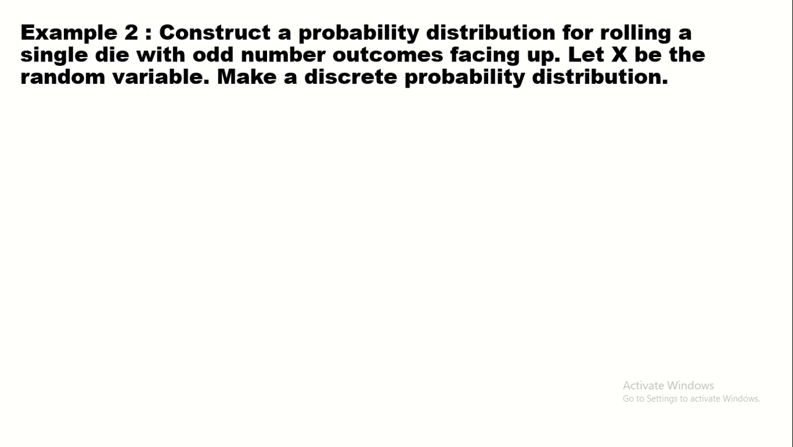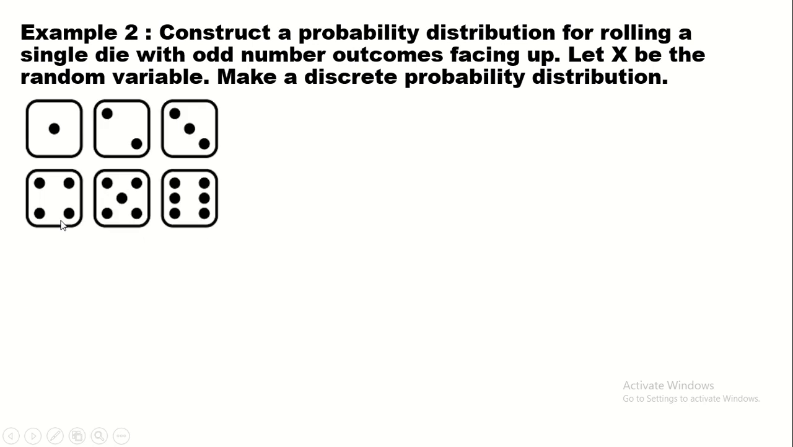Example number 2. Construct a probability distribution for rolling a die with odd number outcomes facing up. Let X be the random variable. Make a discrete probability distribution. So, this time we are going to roll a die, and as we know, a die has 6 faces.